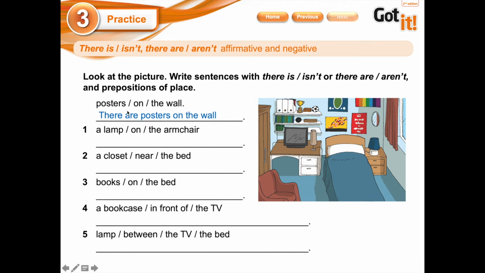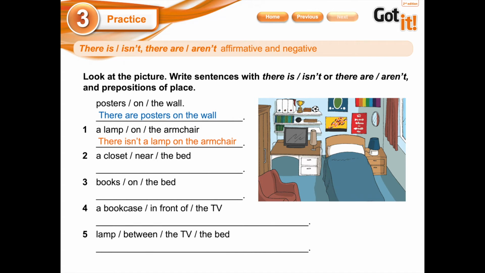You only have to identify if you have to use there is, there isn't, there are, there aren't. Let's begin with number 1. It says a lamp on the armchair. And do you see a lamp here? No. So the correct answer is there isn't a lamp on the armchair.